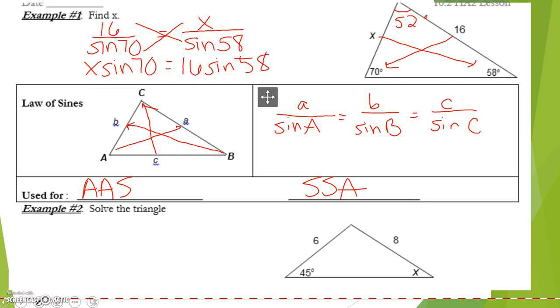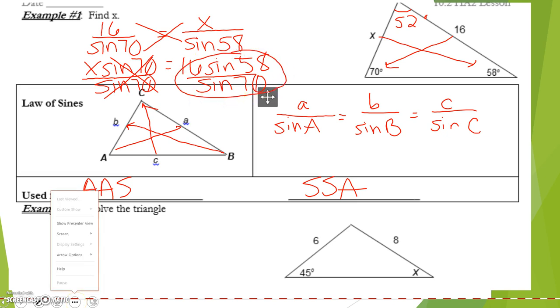And then I'm trying to get x alone, and so I'm just going to divide over sine of 70. That gets rid of it. And then I can just put this entire thing into my calculator, and as long as I'm in degree mode, it'll give me the answer for the side.